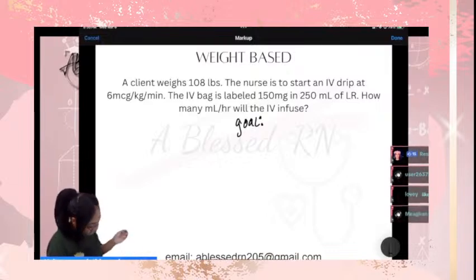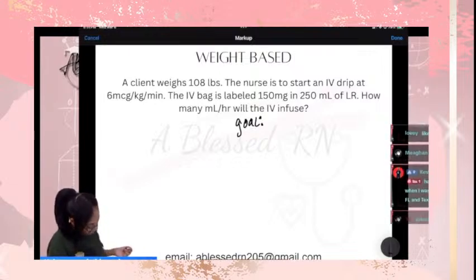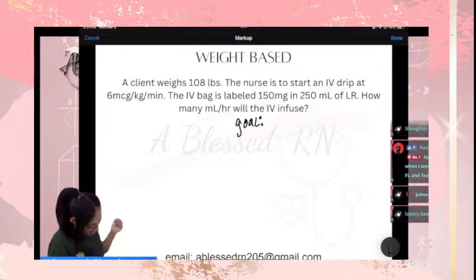Oh my gosh. So a client weighs 108 pounds. The nurse is to start an IV drip at 6 micrograms per kilogram per minute. The IV bag is labeled 150 milligrams in 250 milliliters of lactated ringers. How many milliliters an hour will the IV infuse at?